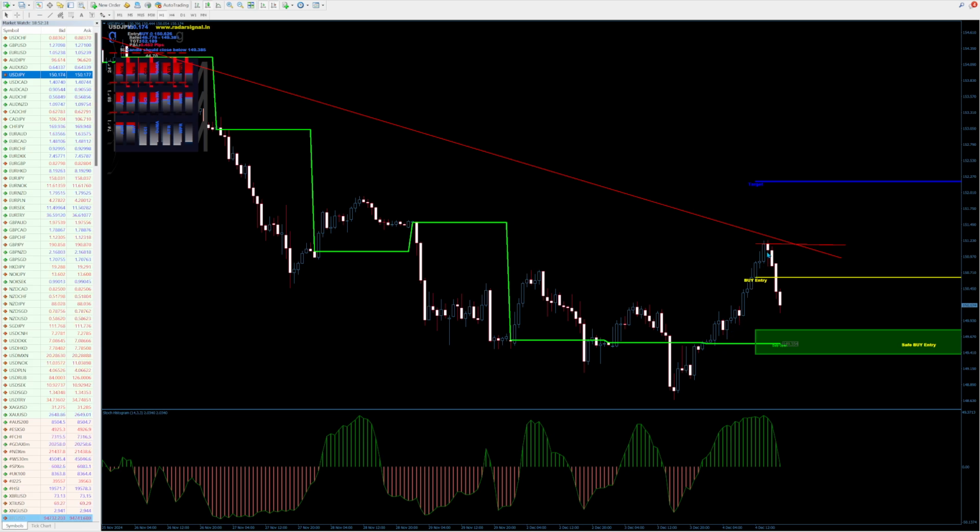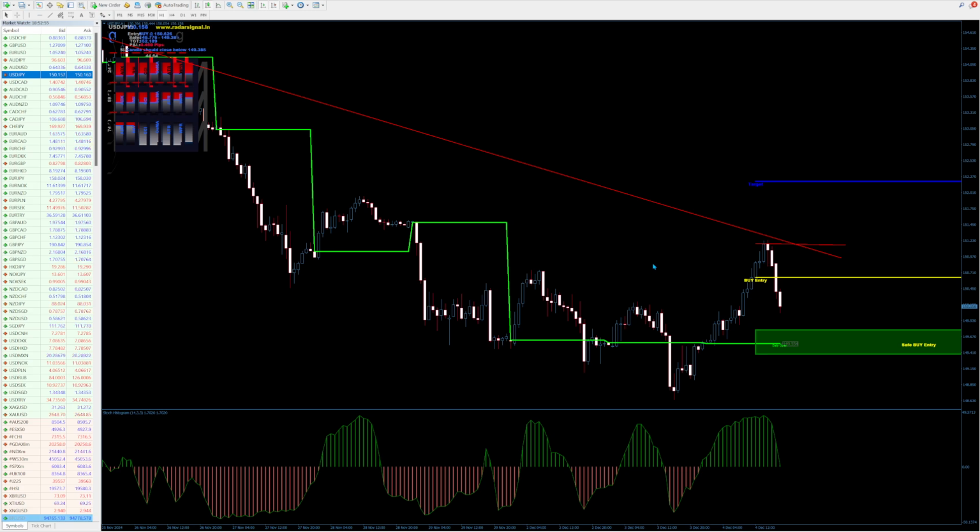We've already had this move up here. We're actually in a pullback now. If price does come up and breaches through this resistance here, then I may consider a buy trade. But I guess the point is I'm not relying on this trading template's signals. I just feel like we don't need to complicate our trading. We can just look at trend lines, support and resistance, candlestick patterns as well.